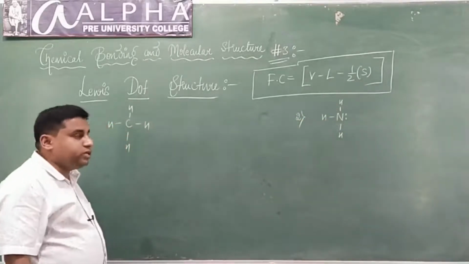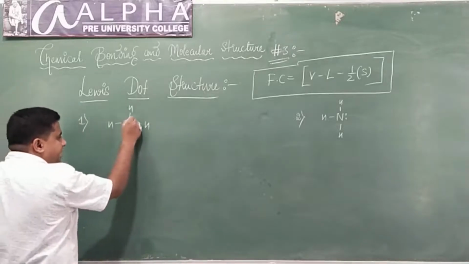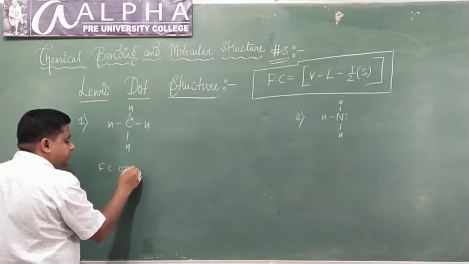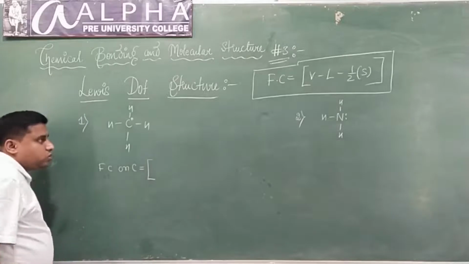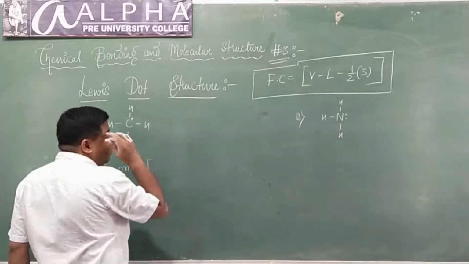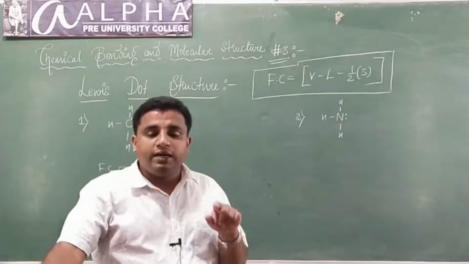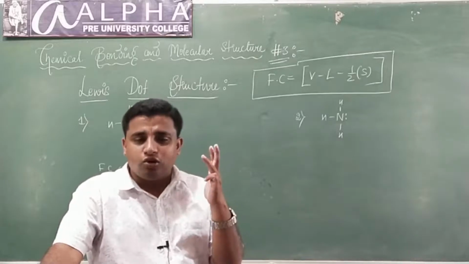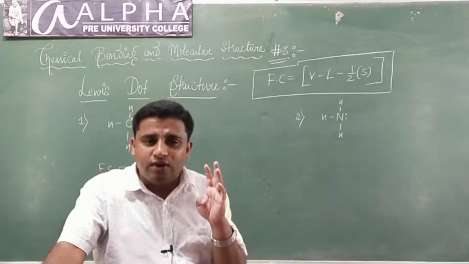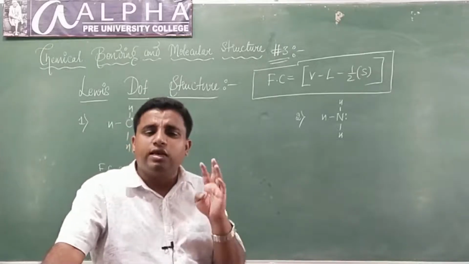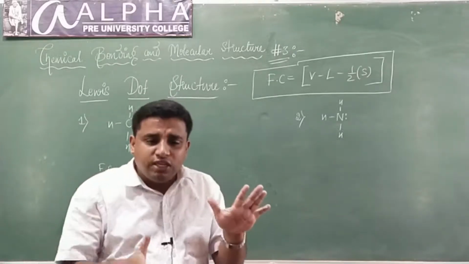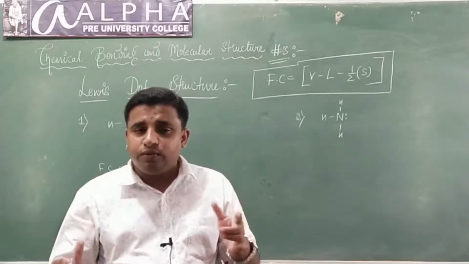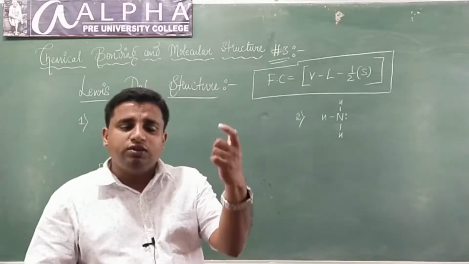Okay students, let us apply. Let us calculate the formal charge on carbon first. Formal charge on carbon is equal to the total number of valence electrons in carbon. Please be attentive. Carbon belongs to the 14th group, isn't it? For the 13th group, total number of valence electrons is 3. For the 14th group, it will be 4. For the 15th group, it will be 5. For the 16th group, 6. For the 17th group, 7. Boron family, carbon family, nitrogen family, oxygen family, halogen family.